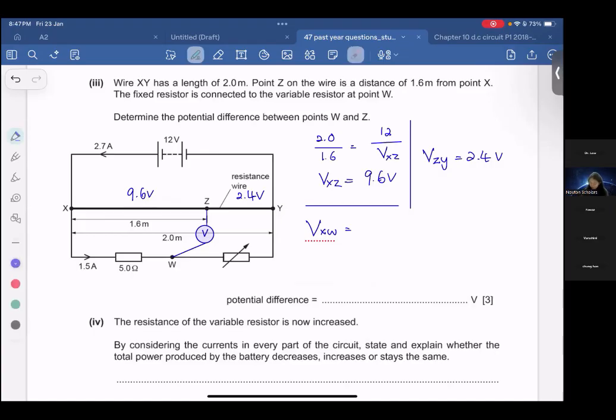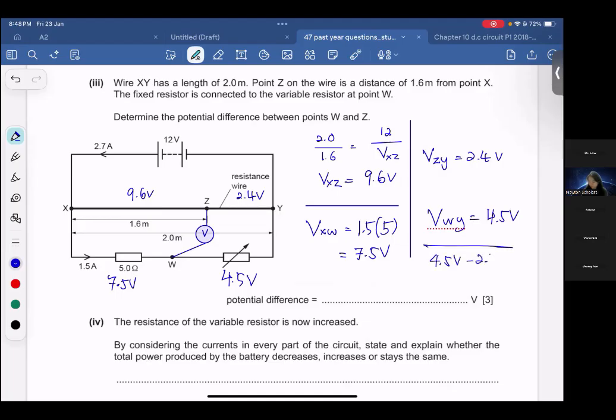Fatima, correct. Final answer correct. So here, 1.5 times 5. So at here, we should get 7.5 volt, right? So in another hand, VWY, this part you get 7.5 volt. 12 volt minus 7.5 volt, you should be able to get 4.5 volt. Is it? Yes, correct. So this one is 4.5 volt. Then I can use 4.5 volt minus 2.4 volt. So my answer is 2.1 volt. Okay.